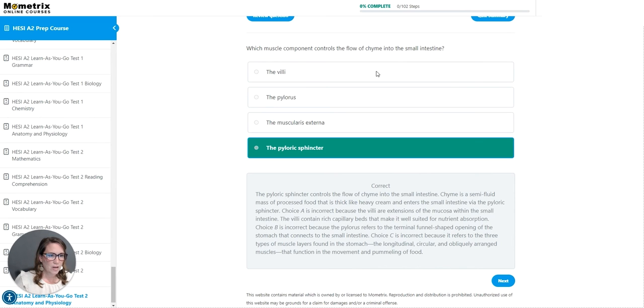Your villi, these are already in the small intestine, so they're not going to control that flow. And your pylorus, this is the opening of the stomach that connects to the small intestine, but it is not the sphincter that opens and closes, so that makes that one incorrect. And then this just refers to the types of muscle layers found in the stomach, not necessarily what's going to open and close or control that flow of the chyme.